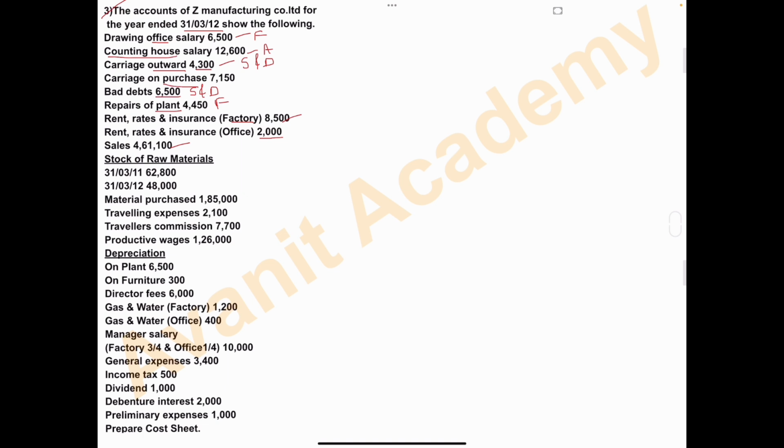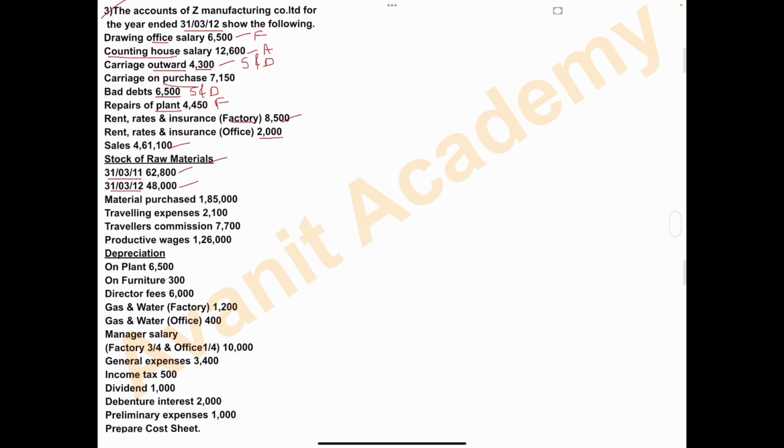Next is stock of raw materials. On 31st March 2011, stock of raw material amount is 62,800. So this is the opening stock of raw material. Next is 31st March 2012. So this is the closing stock of raw material and the amount is 48,000.